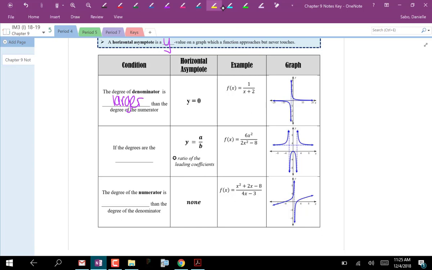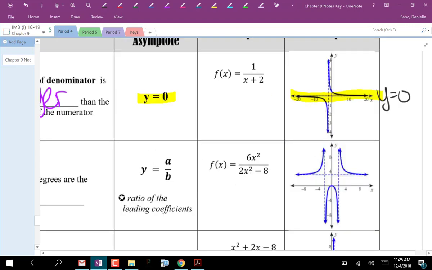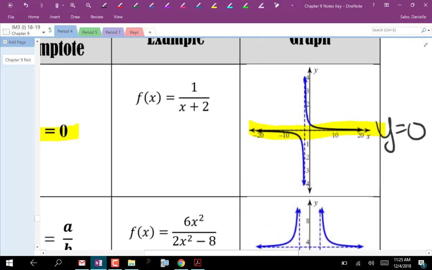All right, so your horizontal asymptote is going to be y equals 0. I'm going to highlight this piece, y equals 0. And I'm also going to highlight right here, because that is y equals 0, and I'll write that in too. Y equals 0 is your horizontal asymptote, if you're asked. And let me explain it with the example.